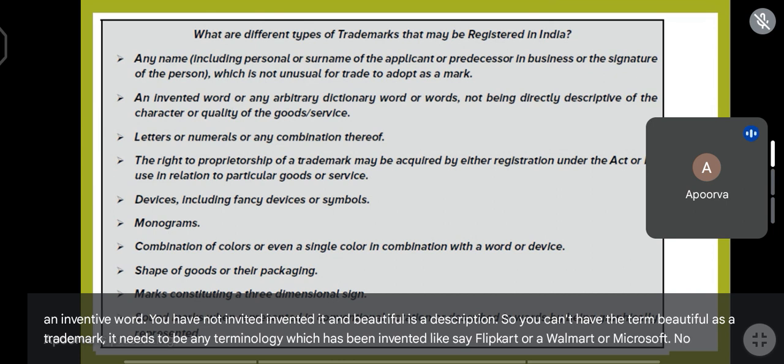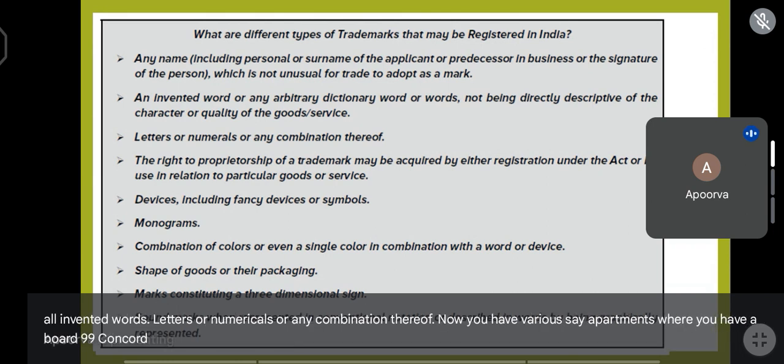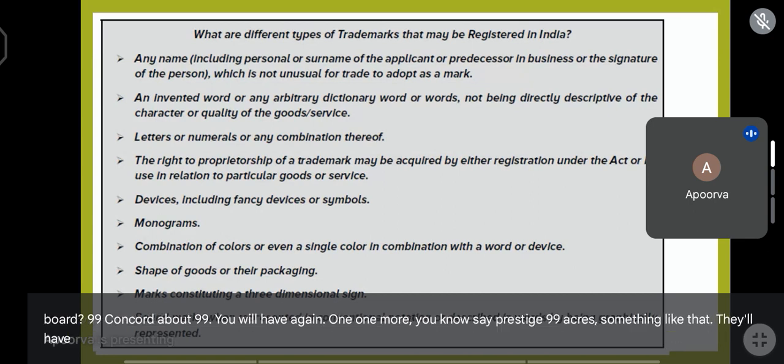Those are all invented words. Then letters or numerals or any combination thereof. Now you have various apartments, say Abode 99, Concorde Abode 99, or Prestige 99 Acres, something like that. They will have certain names as well as numerics. So any combination of both is also possible for registering a trademark.